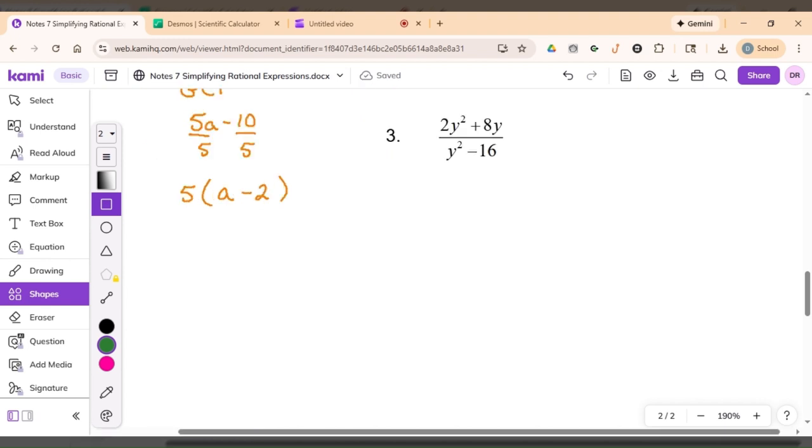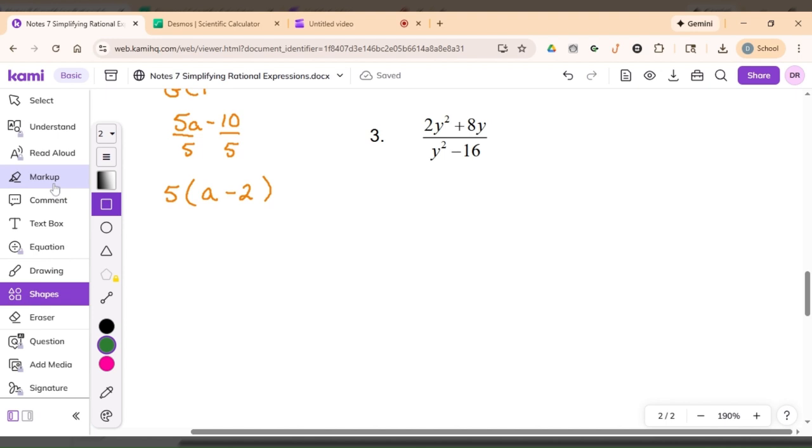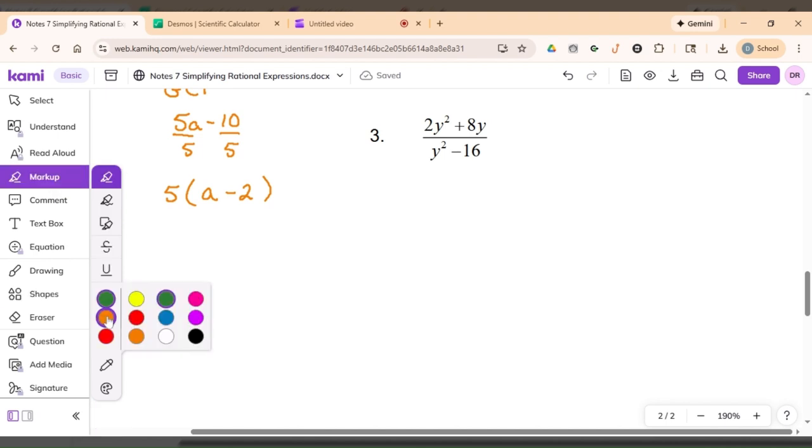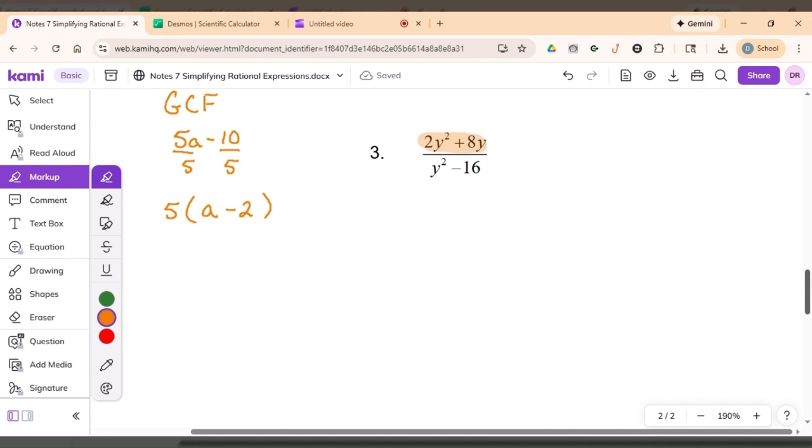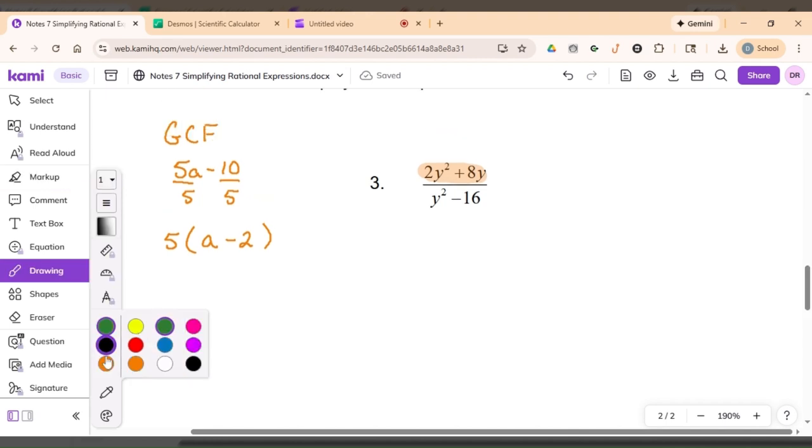So looking at number 3, we have to just look at one part at a time. When we look at this next fraction, the very first thing I'm looking at is how many terms I see. So looking at number 3 here, we see 2y squared plus 8y in that numerator. And with that numerator, I see right away there are 2 terms here. And with 2 terms, we're asking ourselves, is there a GCF? Is there something we can divide by? And in this case, I think we can, right?